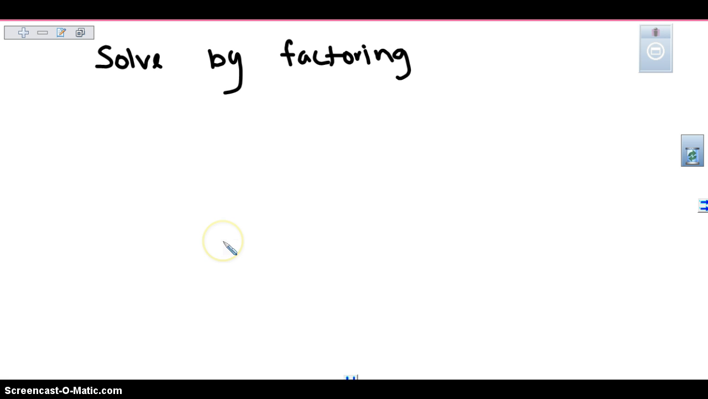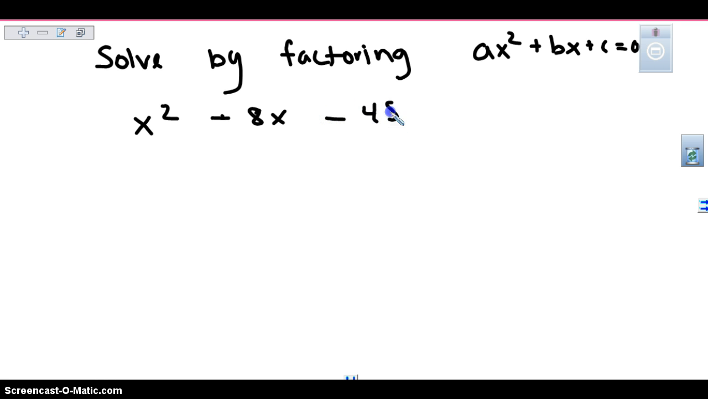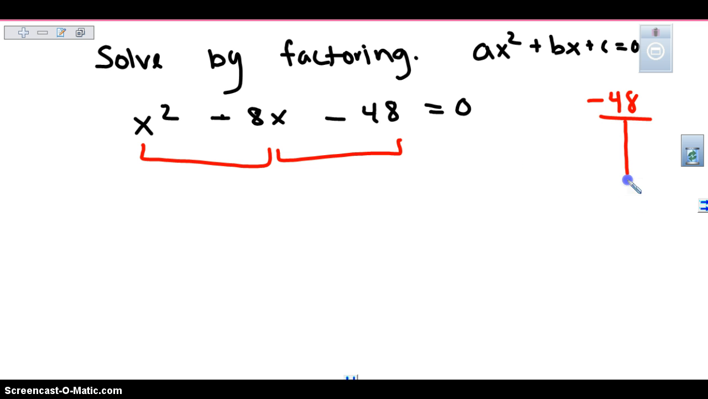So we can use the zero product property to solve equations that are in quadratic form, or in the form of ax squared plus bx plus c equals 0. So if we have to solve x squared minus 8x minus 48 equal to 0, the first thing we have to do is factor the quadratic. So what are the factors of negative 48 that add to negative 8?